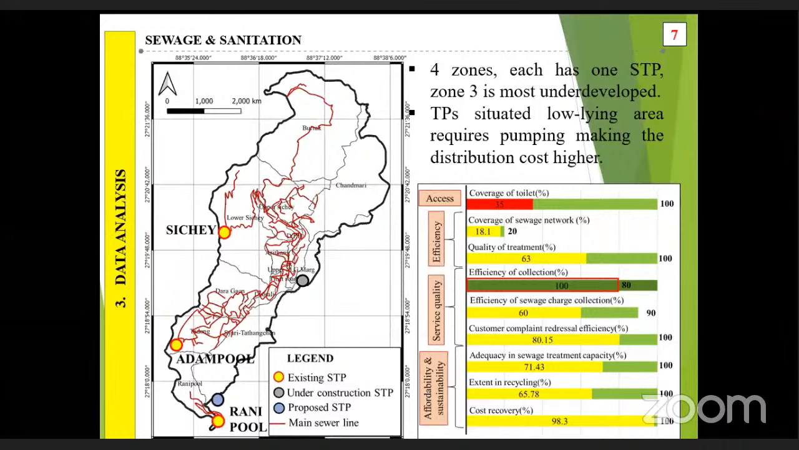The treatment plants are at a lower elevation, which makes the pumping facility costly. There is a very high efficiency of collection and cost recovery, but because of the non-uniform laying of the existing sewage network, the average toilet coverage is much below the recommended value. It's only 35%, whereas the recommended is 100%. Otherwise, the rest of the SLB factors are more or less considerable.